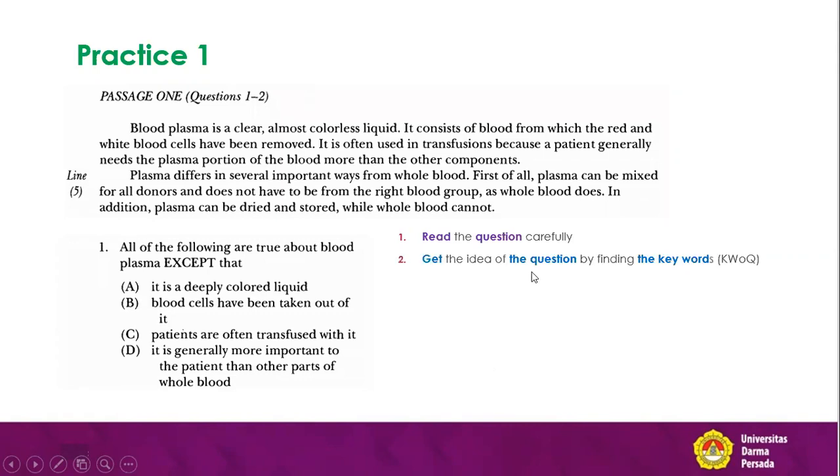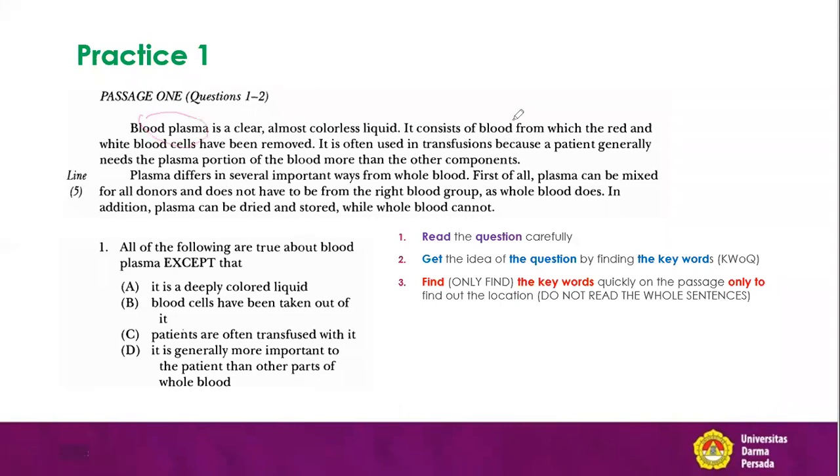Get the idea of the question by finding the keyword. The keyword is blood plasma. I repeat again, the keyword of this question is blood plasma. Now find the keywords quickly on the passage, only to find out the location. Do not read the whole sentences. Blood plasma. Everybody can see blood plasma here. This is blood plasma.